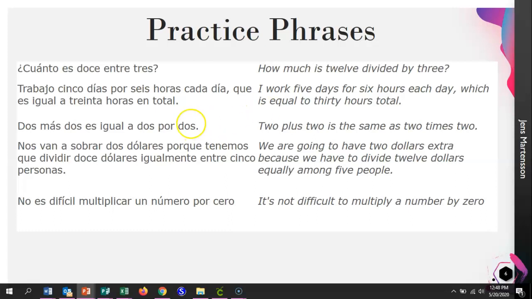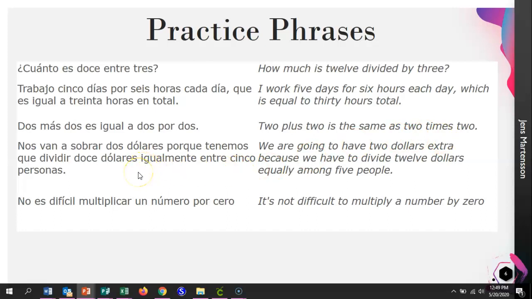Okay, all right, next one reads, 2 más 2 es igual a 2 por 2. Once again, let's identify the numbers. 2, más means plus, so 2 plus 2, es igual a is equal to 2 times 2, because por means times. So this is correct. 2 plus 2 is the same as 2 times 2.